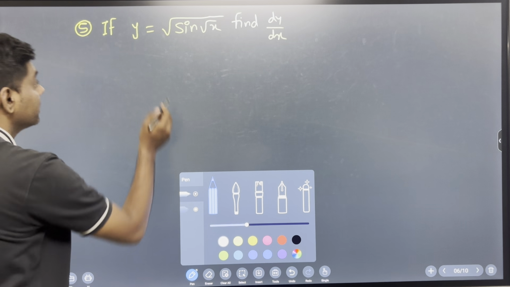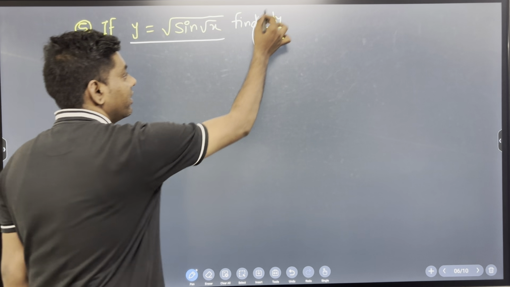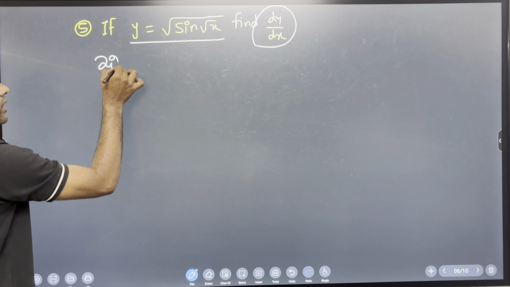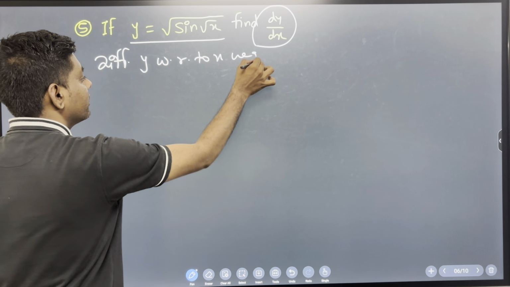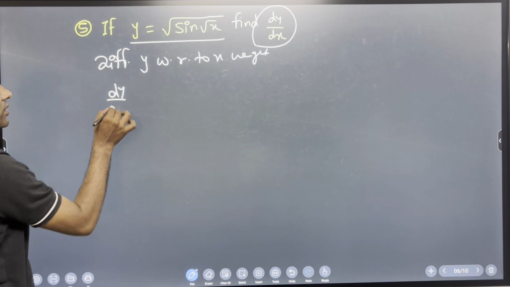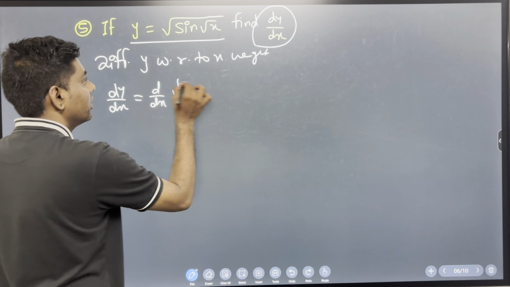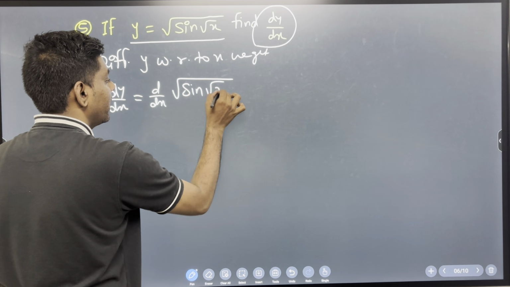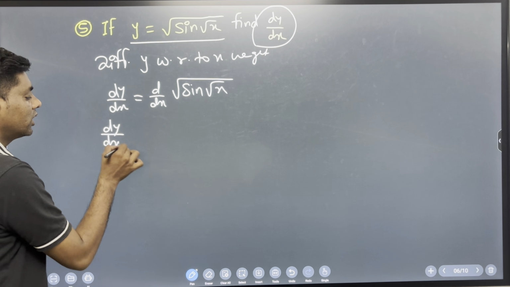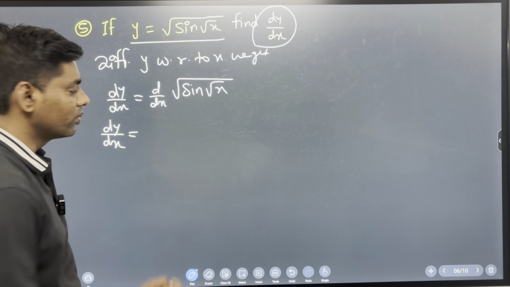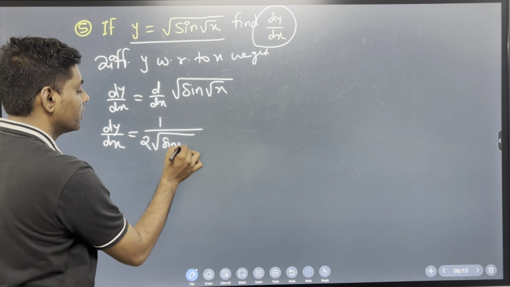Okay, so the next example is very simple. y equals under root of sine of root x. We find dy by dx. So that is differentiating, again similar steps. dy by dx equals d by dx of under root of sine of root x. Now by using the formula of under root of x, what is the derivative of root x? 1 by 2 root x. So 1 upon 2 times under root of, as it is, sine of root x.